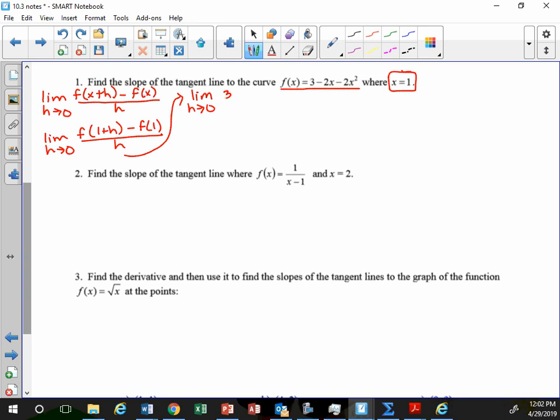So I'm going to have 3 minus 2 times 1 plus h minus 2 times 1 plus h quantity squared. Minus f of 1. Well, what is f of 1? Negative 1, yeah. We get that just by plugging the 1 in. And then that is all over h.